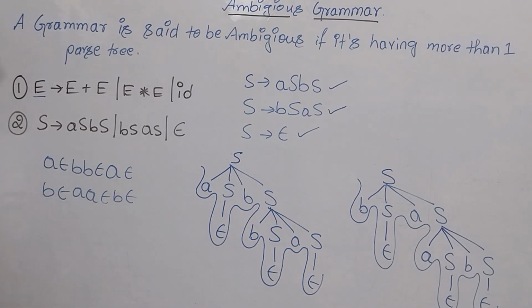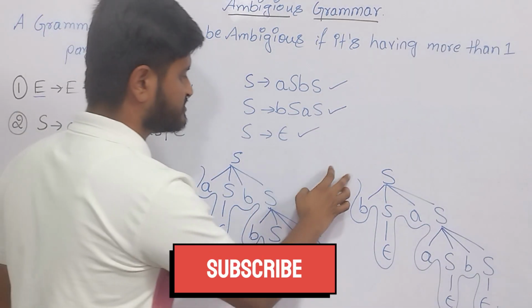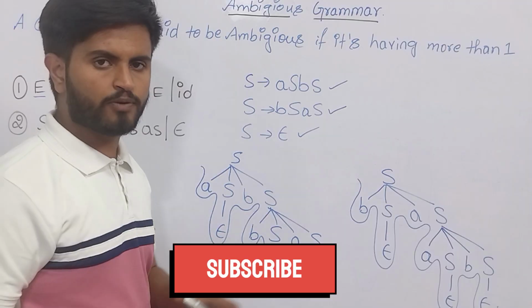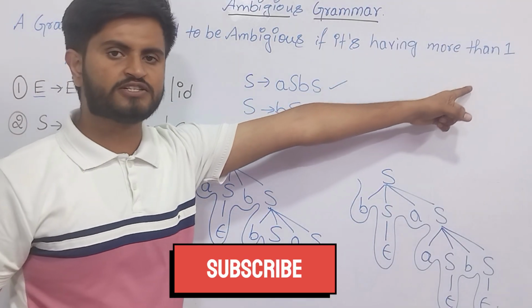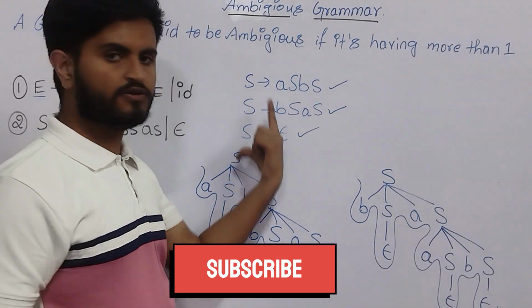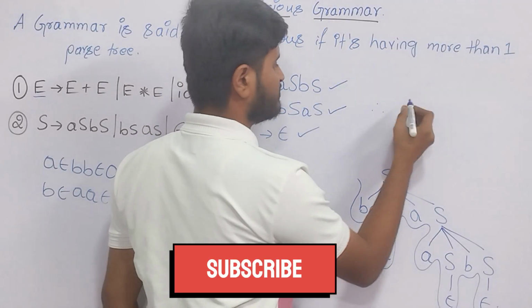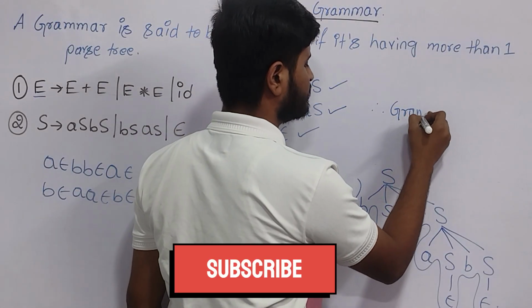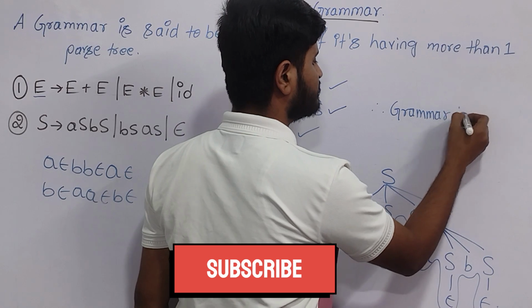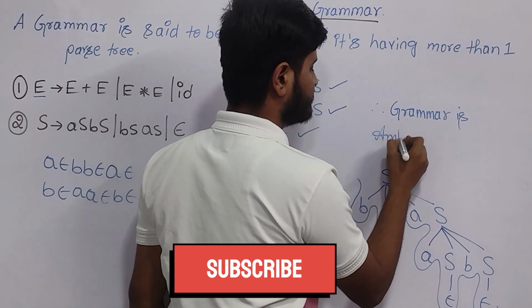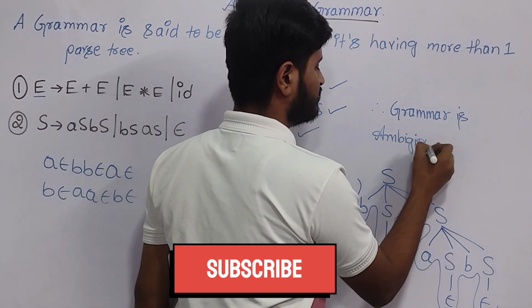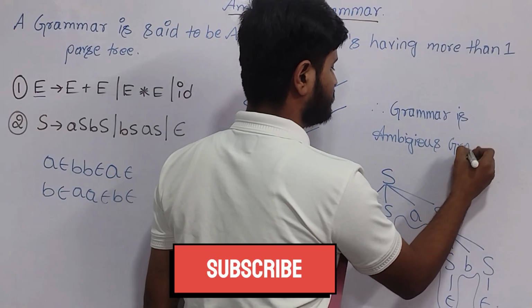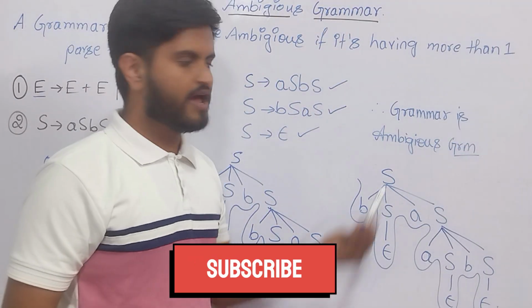Now you compare both these strings, and they are different. So you can tell that we were successful in drawing two parse trees, that is, more than one parse tree, so you can call this given grammar an ambiguous grammar. Or you can write it as: the grammar which is given here is ambiguous.